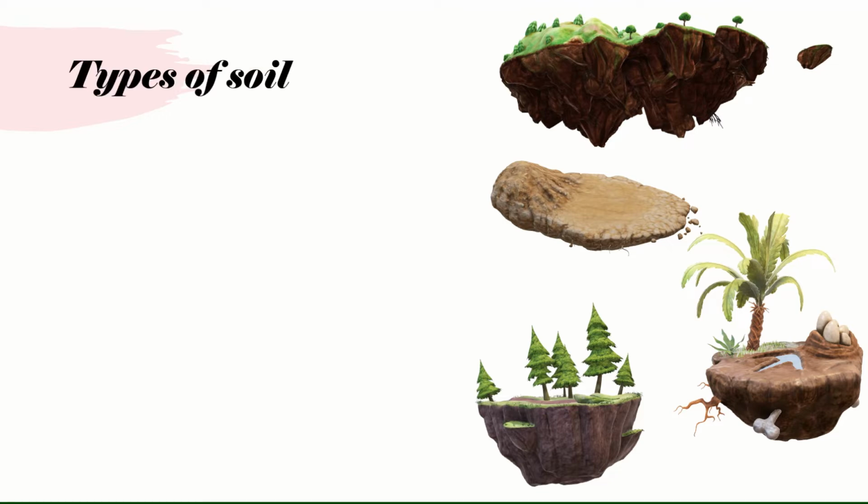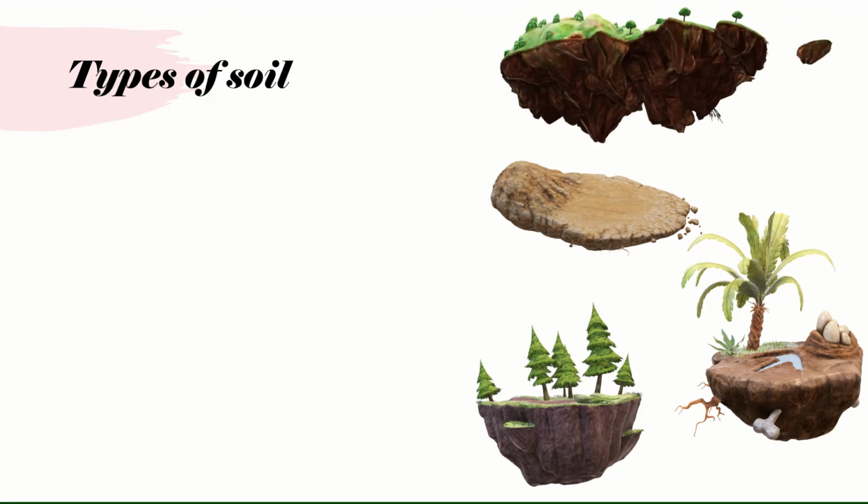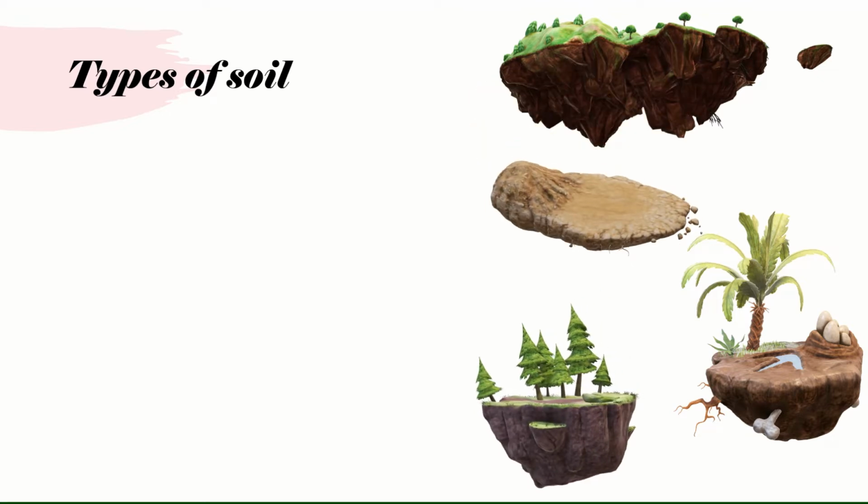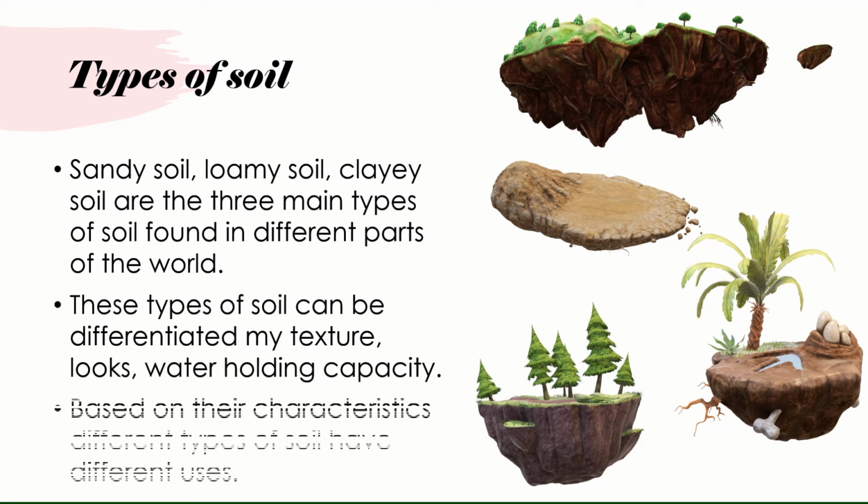Now let's continue with today's class. Today we'll be learning about the types of soil. This is our first topic, types of soil, right? Here are a few images, 3D models of types of soil which you can see on the screen. We'll be learning about this. First, sandy soil, loamy soil, clay soil. These are the three main important types of soil which we can find in different parts of the world. So mainly there are three types of soil, that is sandy soil, loamy soil and clay soil, right?